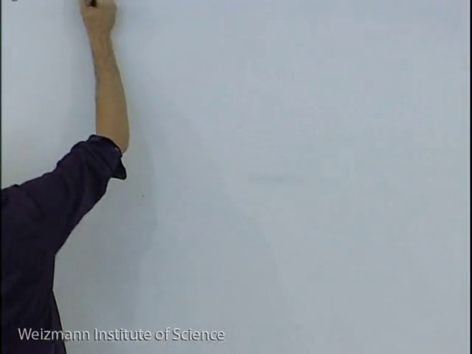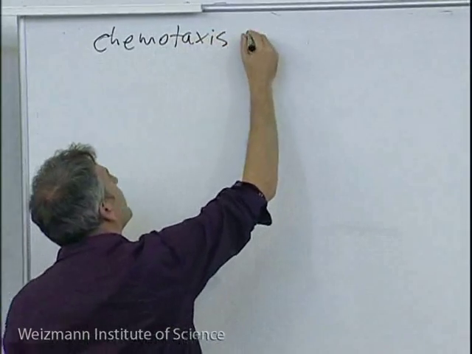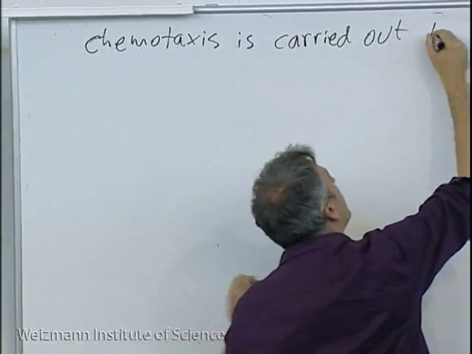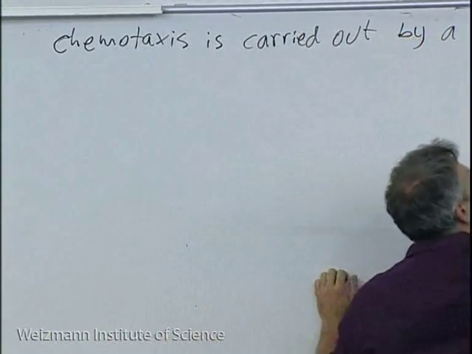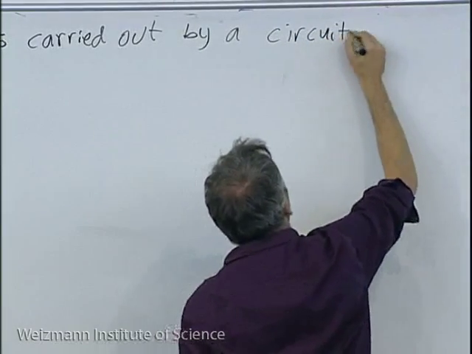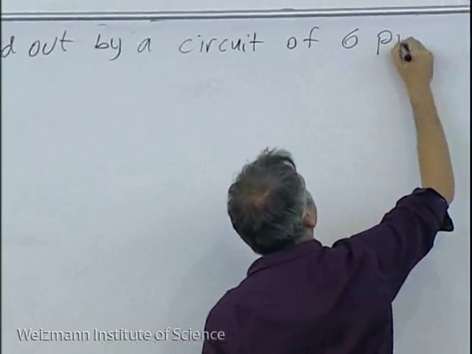Chemotaxis is carried out by a circuit of 6 proteins.